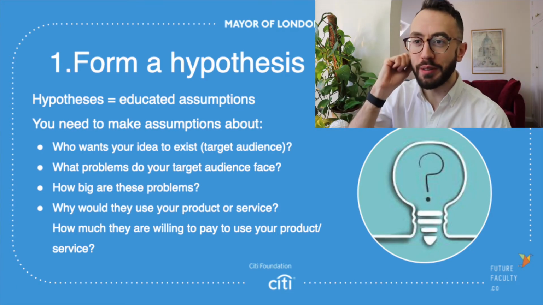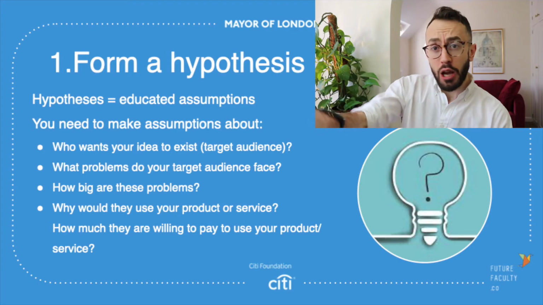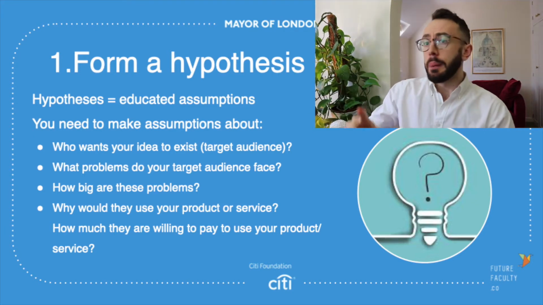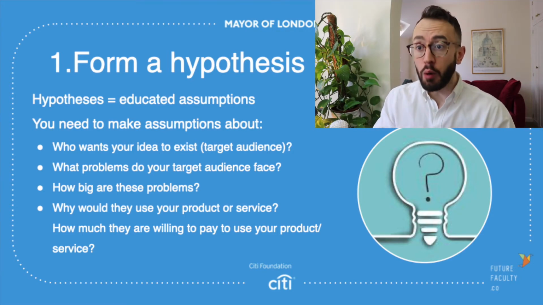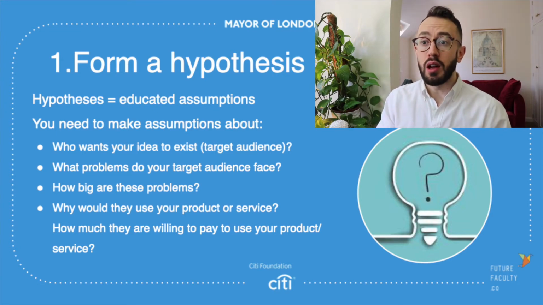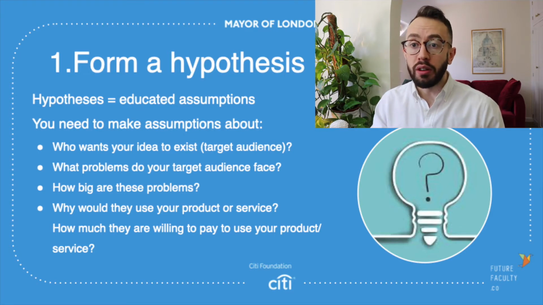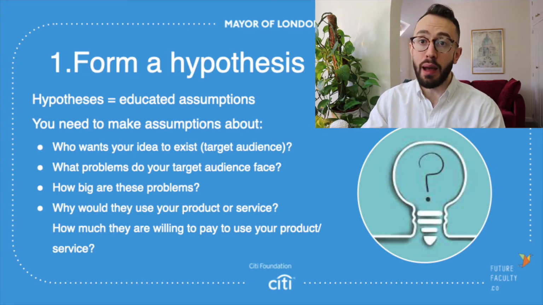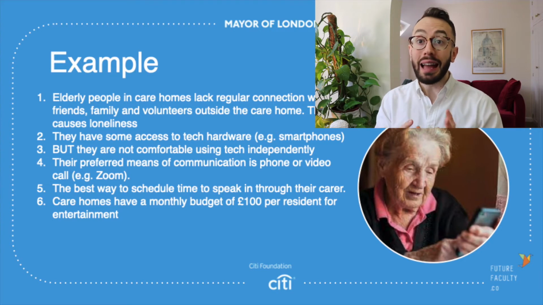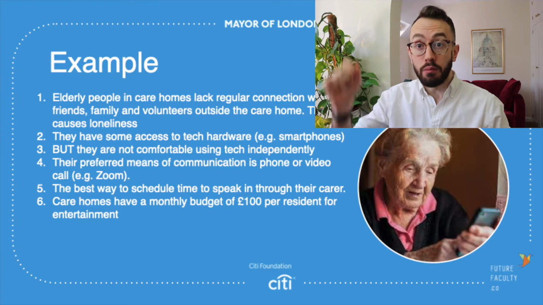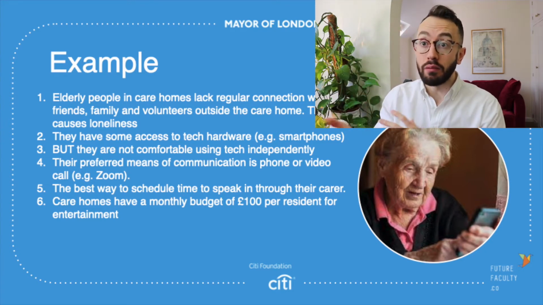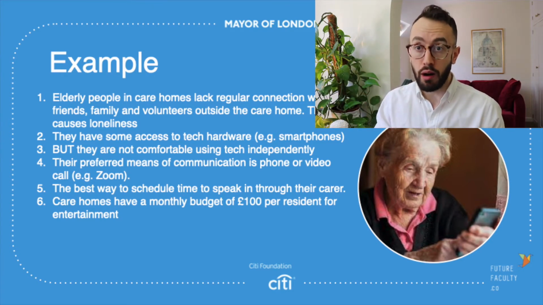That's that iterative process. So to help you understand what kind of hypotheses you need: who wants your idea to exist, who's your audience, what problems do they have, how big are these problems, why would they use your product or service, and how much are they willing to pay for it. Some other hypotheses we have on the next page as an example: elderly people in care homes lack regular connection with friends, family, volunteers outside of the care home. That can be validated as true or false. And then this causes loneliness, true or false, great.